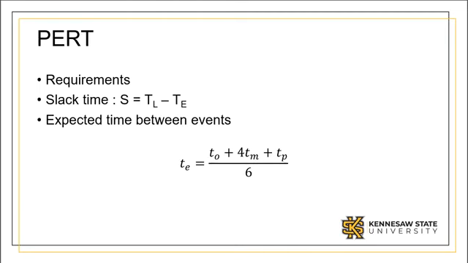An event at the start of an arrow must be completed before the event at the end of the arrow may begin. The expected time, TE, is given by the formula shown. TO is the most liberal time. TM is the most likely time. TP is the most conservative time. These are the 3 time estimates used for each activity.